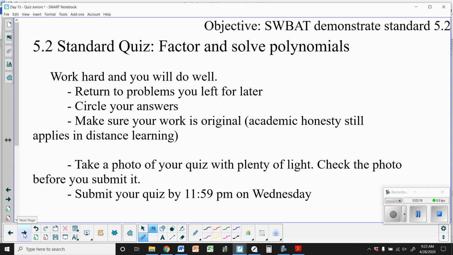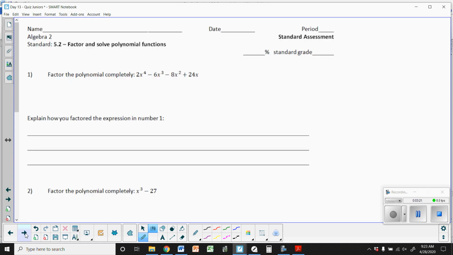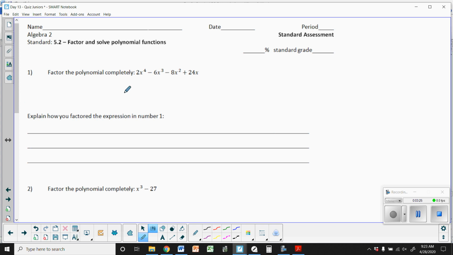So here's the quiz. And I also attached this as a PDF. So number 1, factor the polynomial completely. And then we have our expression. Explain how you factored the expression in number 1. So just write in words what you did.